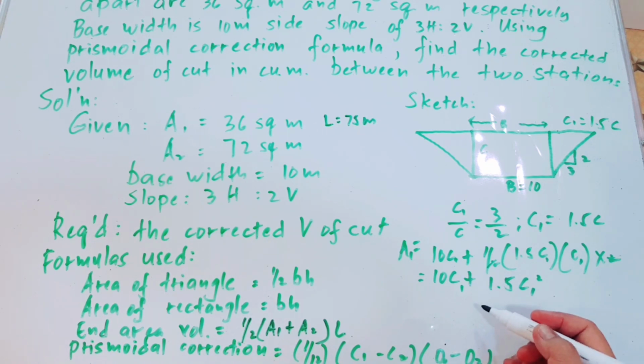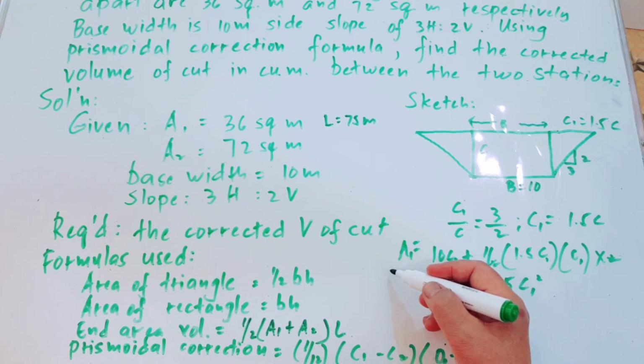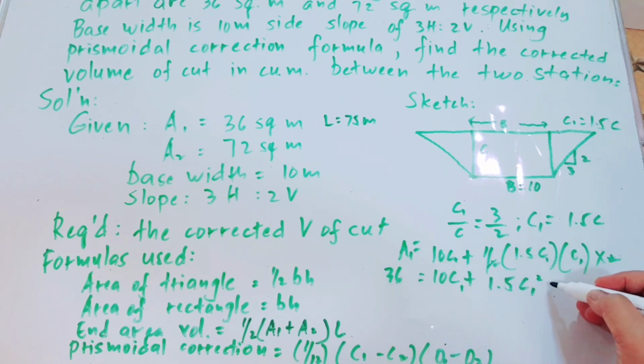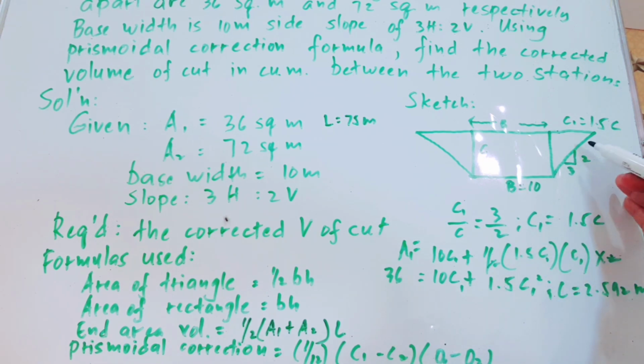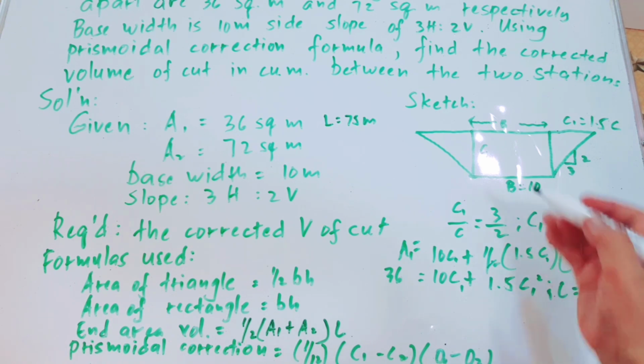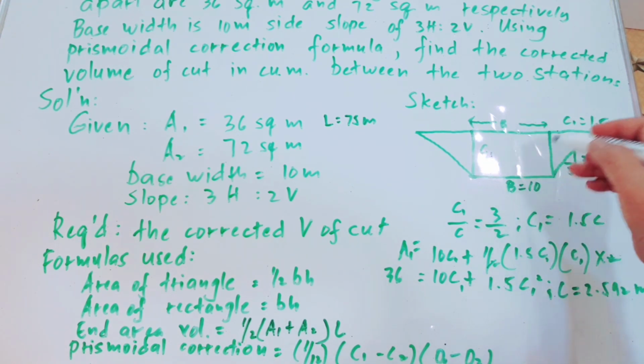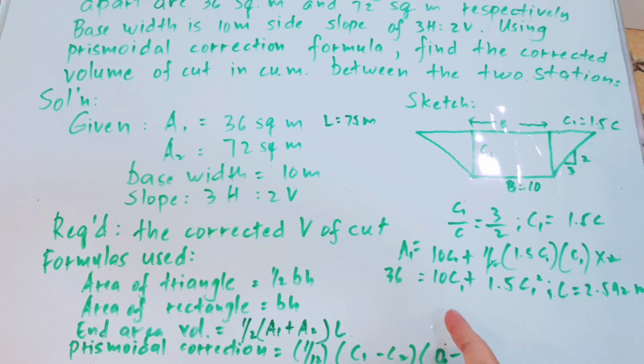Therefore, if we substitute the value of A1, which is equal to 36, we can find C1. Simplifying all this, C1 is equal to 2.592 meters. This we solve as C1, and we call this B1.